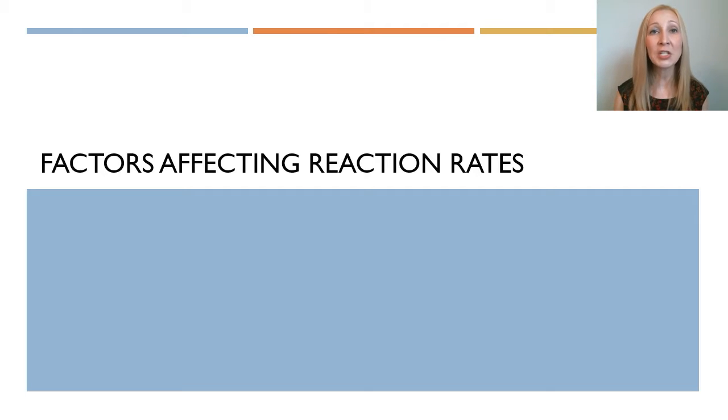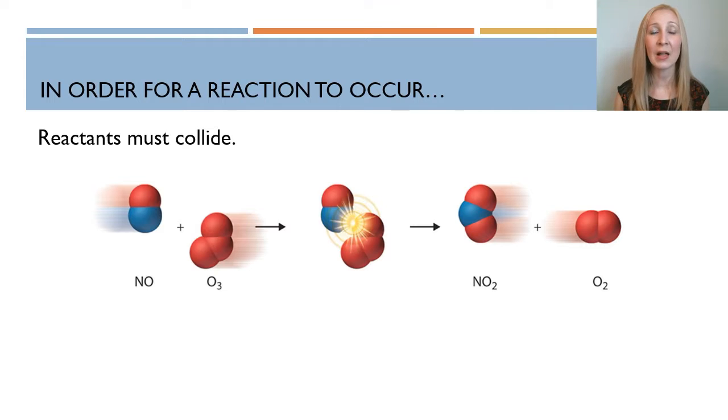So the first thing you need to know is, in order for any chemical reaction to take place, reactant particles must collide. They must smash into each other, and they must physically come in contact with each other in order to form new product particles.